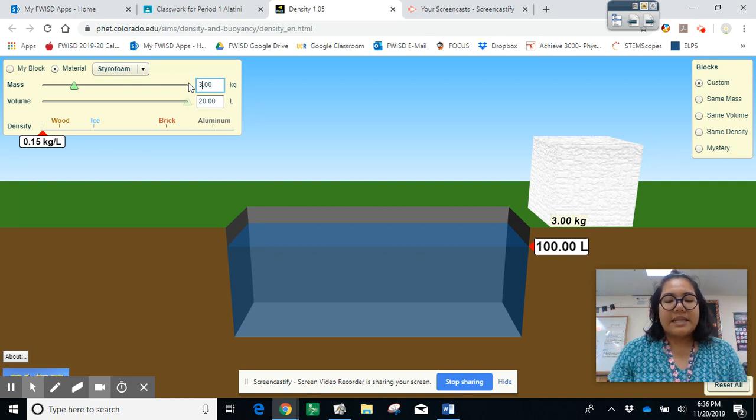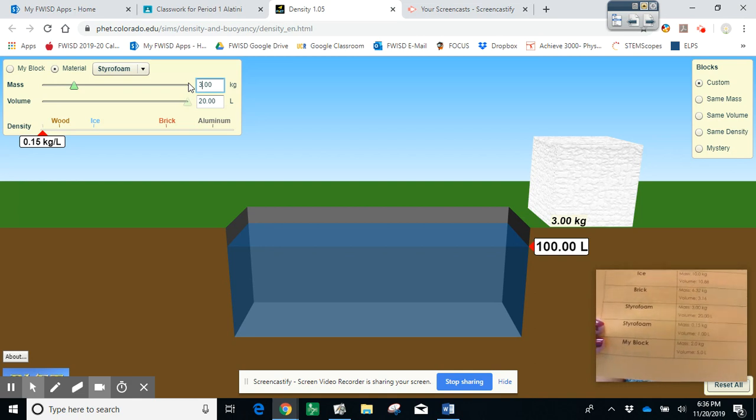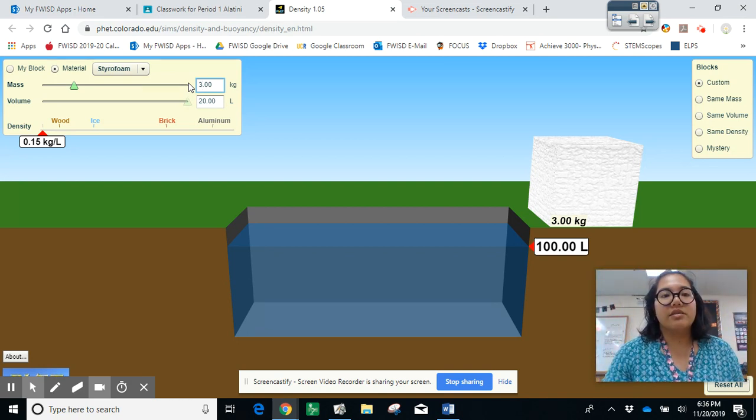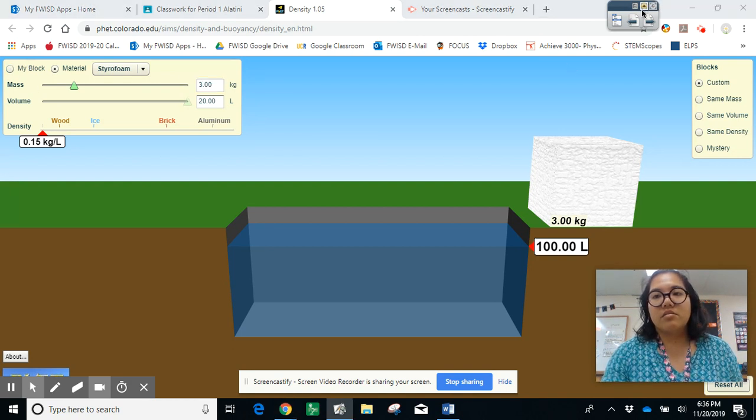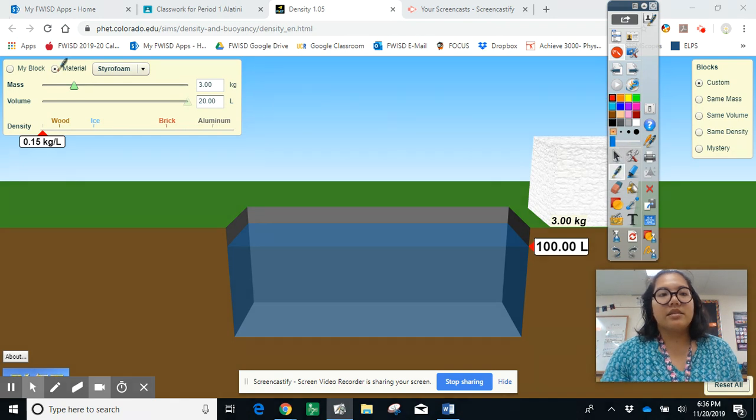Okay? Next, you are going to do 1, 2, 3, 4, 5. That says my block. So in order for you to get to my block, where it says my block, you are going to change your material again. So right here at the top, it has my block. So I'm going to go in, select that, and it's going to change my block now.